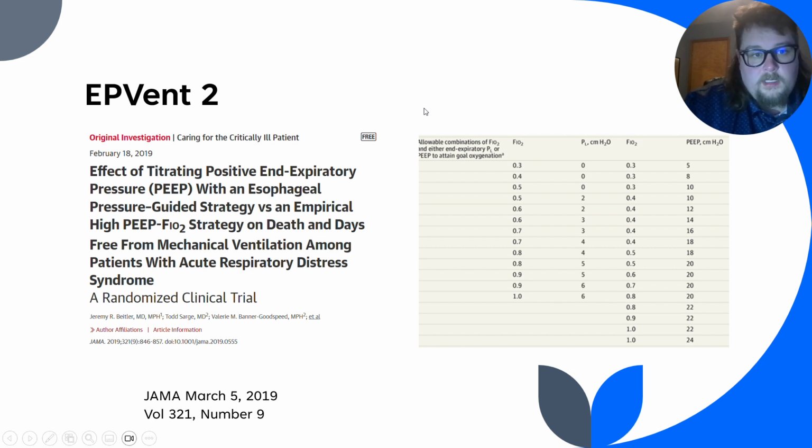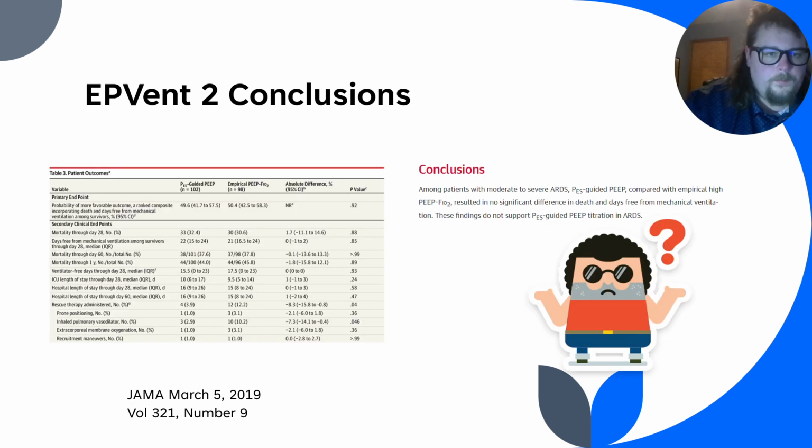And as a result, this EPVent-2 was a negative study for esophageal manometry. We could see that because if you look at our mortality rate, here's our esophageal manometry group and our empirical high PEEP FiO2 table, and they're almost the same. So the conclusion was that among patients with moderate to severe ARDS, esophageal manometry, compared to the high PEEP FiO2 table, resulted in no significant difference in days alive and free from mechanical ventilation. Which is strange because the first study was so successful.